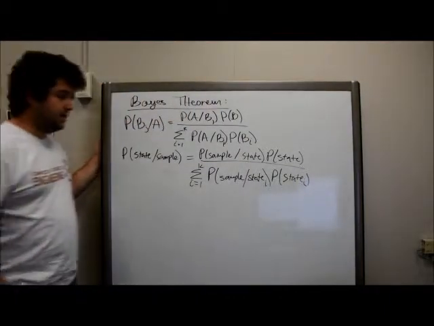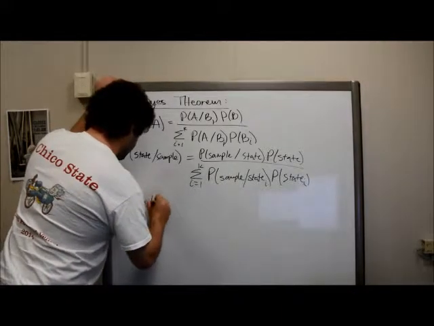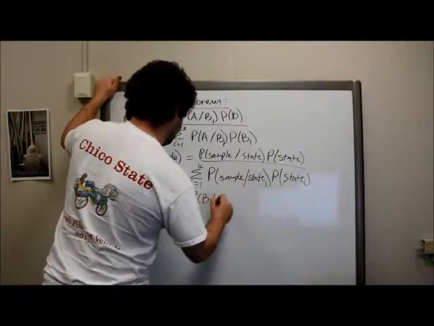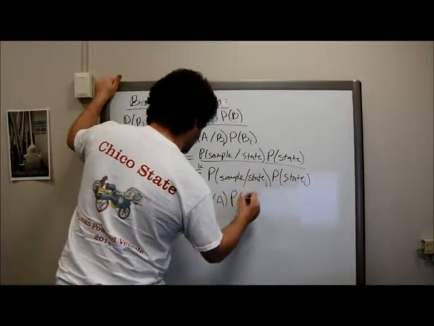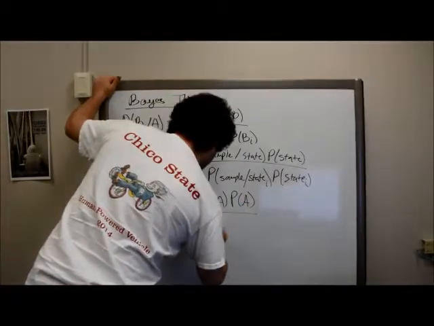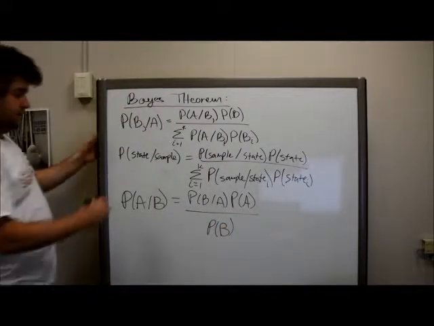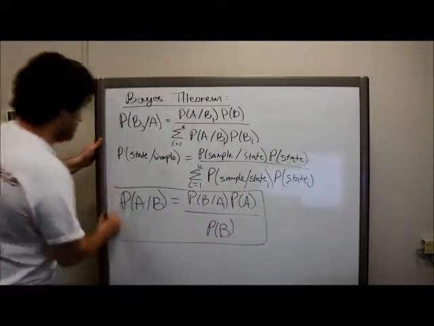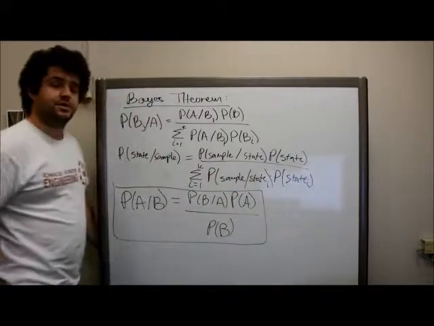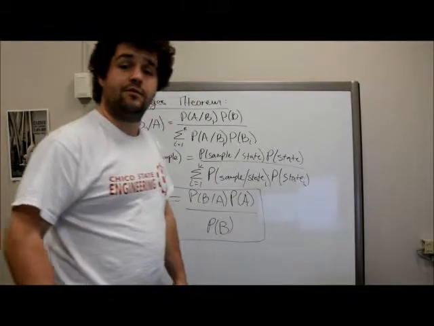Okay, let's clean up the equation a little bit, make it look a little nicer. The probability of A given B is going to equal the probability of B given A times the probability of A, all over the probability of B. And this will generally be what we will use to solve most problems. Now what I'd like to do for you is derive Bayes' rule.